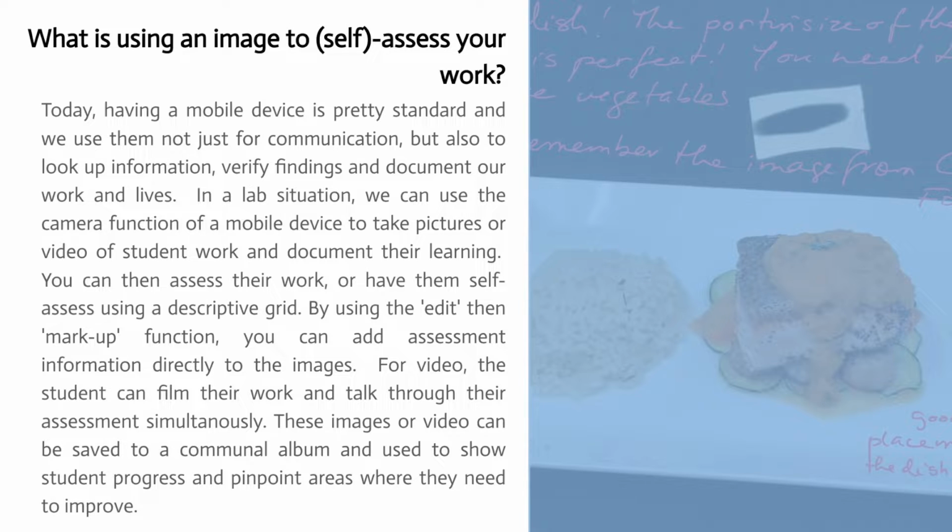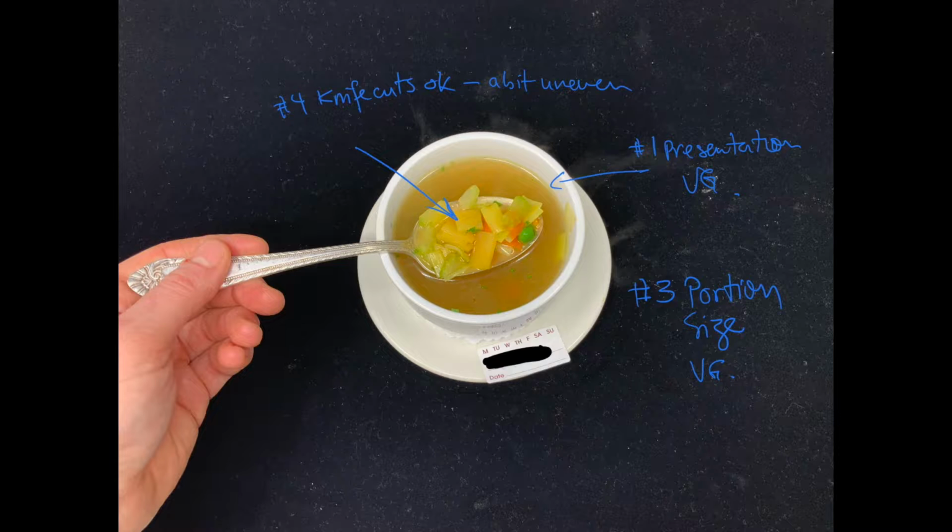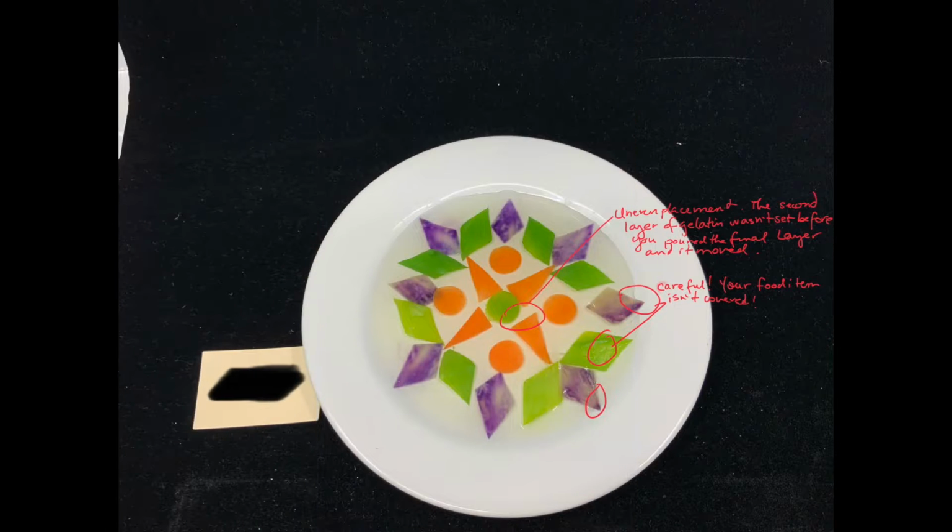So in a lab situation, we can use this camera function and get the students to take pictures or video of the work that they're doing. And then using the edit function directly on the image, you can take that self-assessment grid that we've used in the past and we can assess the work immediately on the image and then save the image. If you're using a video, you can annotate a video, but you can't annotate it on your phone. You're going to have to do that in outside software.